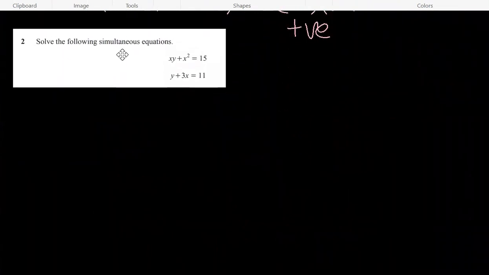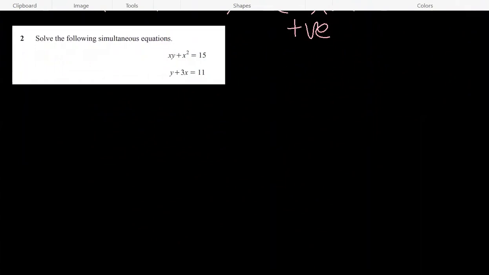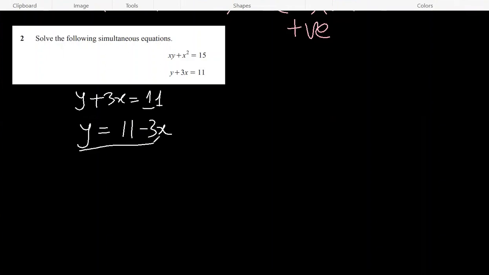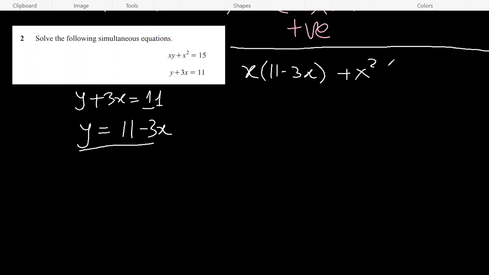Number 2. Solve the following simultaneous equations. Right. So the first one is this, and the second one is this. We can see the second one is y plus 3x equal to 11, and that gives us a chance to isolate y. And now we can substitute this value of y in the first one. So I'm using the substitution method of solving simultaneous equations. So x was in the first equation multiplied by y, and now for y we have 11 minus 3x, plus x squared equal to 15.